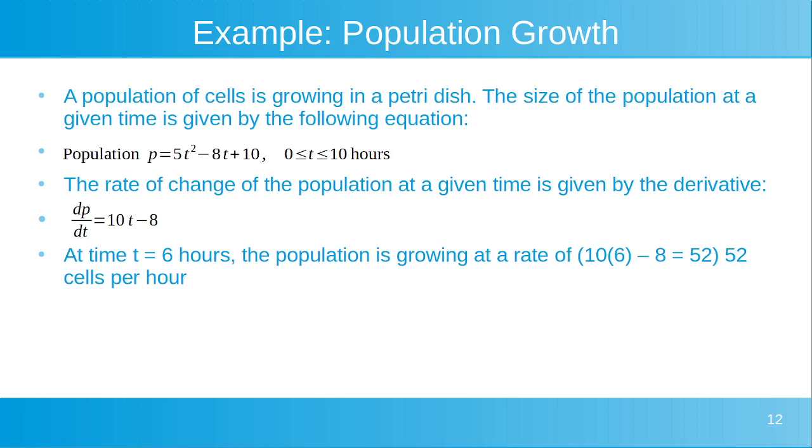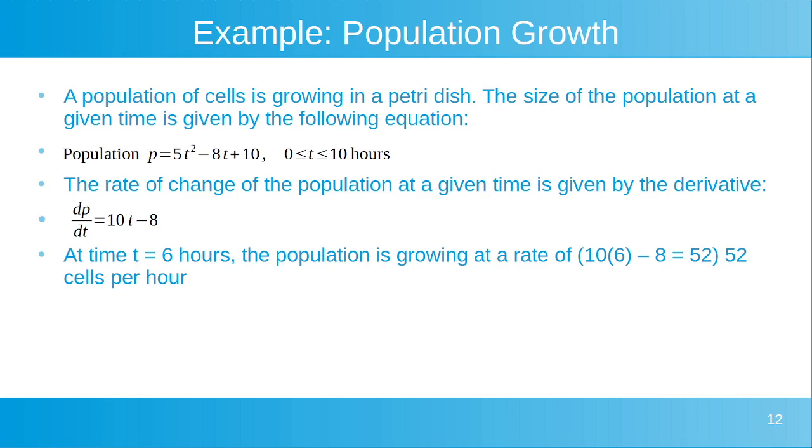So we've got a mathematical function that describes the population of cells in the petri dish as a function of time. With this mathematical function, we can use it as a starting point to apply calculus, and we can learn more about the situation. The rate of change of the population at a given time is given by the derivative. So the derivative of our function with respect to t, dp/dt, is equal to 10t minus 8.